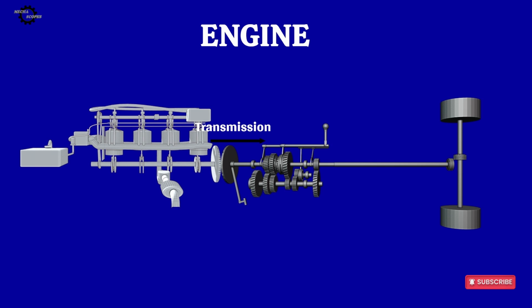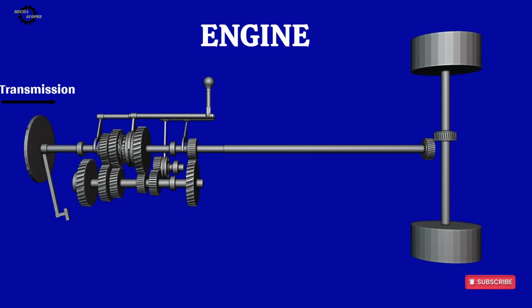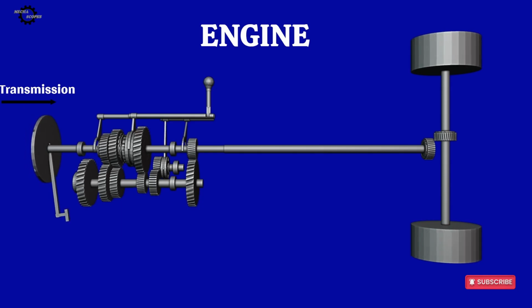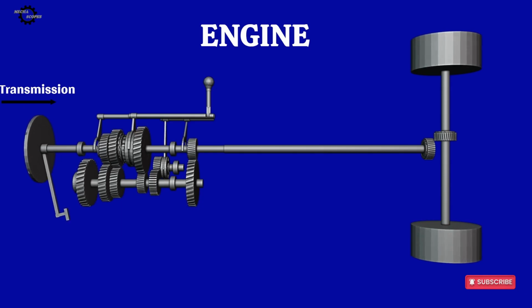Before power reaches the gearbox, it passes through the clutch. The clutch acts as a temporary connection between the engine and the transmission. Once power enters the gearbox, different gear combinations can be selected. Lower gears provide more torque, which helps the vehicle start moving and climb hills. Higher gears provide greater wheel speed while allowing the engine to run at lower revolutions.